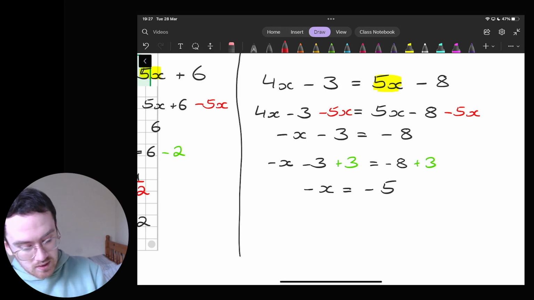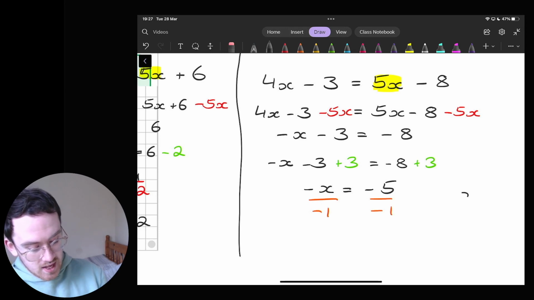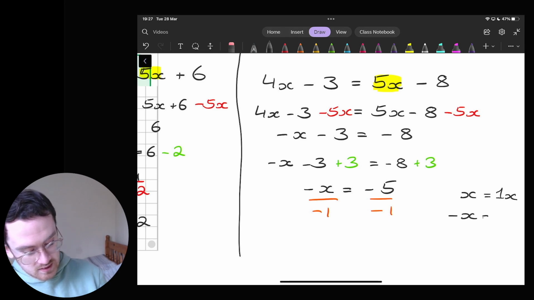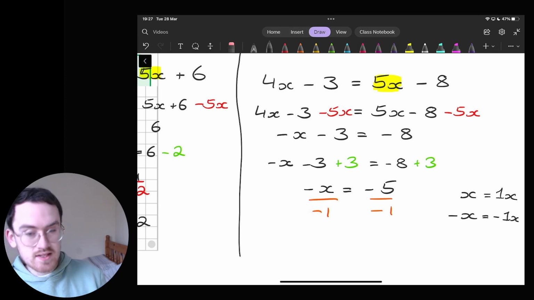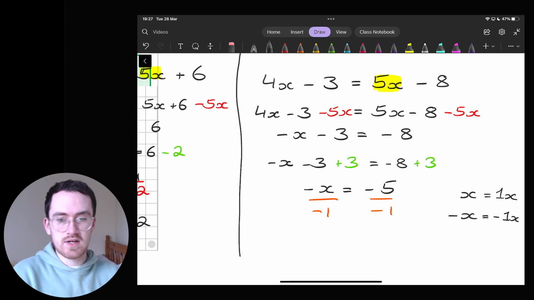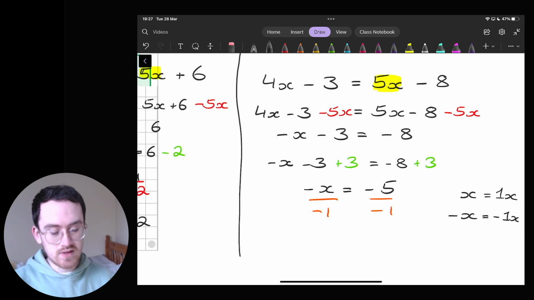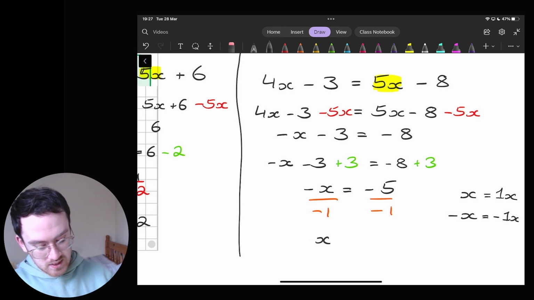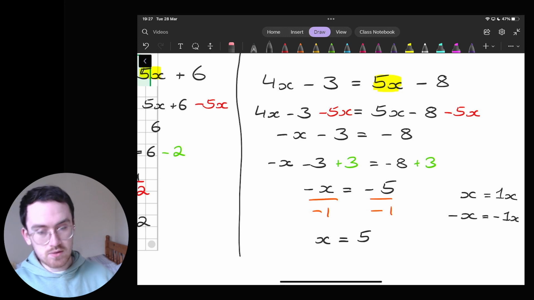And again, I would get rid of that minus 1 in front of it. So I'm going to divide this by minus 1 and do the same thing over here. Because remember, x is the same as 1x, which means that minus x is the same as minus 1x. And if it was minus 2, we'd divide by minus 2. If it was 4, we'd divide by 4. If it's minus x, we'll divide by minus 1. And that will give me an answer of x being equal to 5.